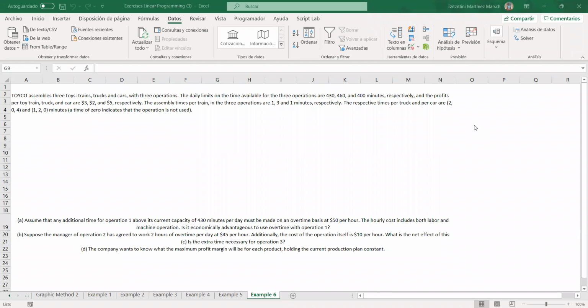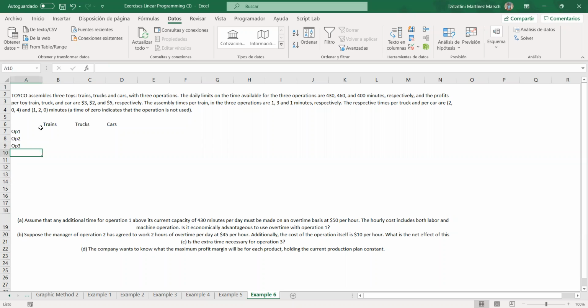Okay, we're going to do another problem. And this time we're going to do this problem, which we're going to be seeing with the sensitivity analysis. So we have TOEICO. TOEICO assembles three types of toys, I'm going to start building my table here, which is trains, trucks, and cars. Okay, we have three operations, which is op one, op two, op three.